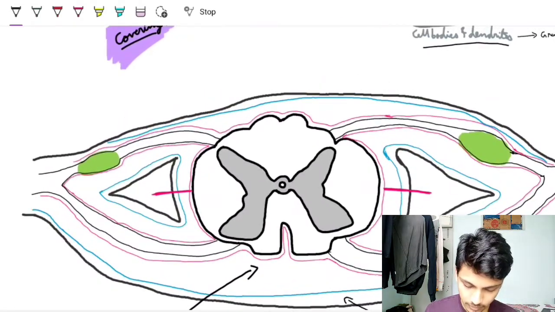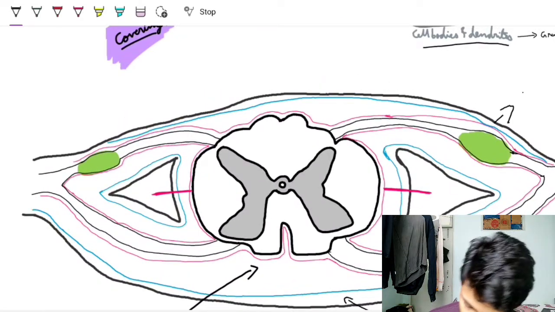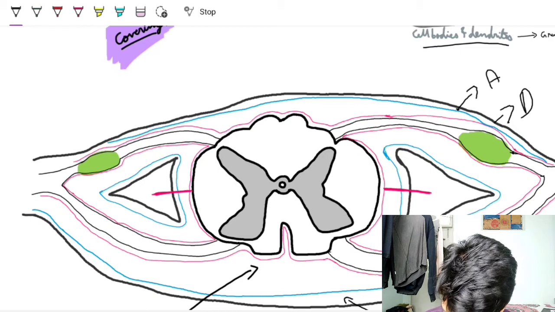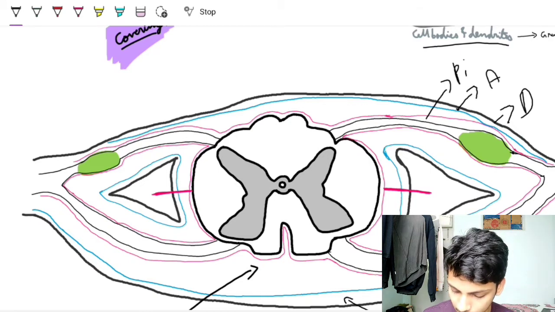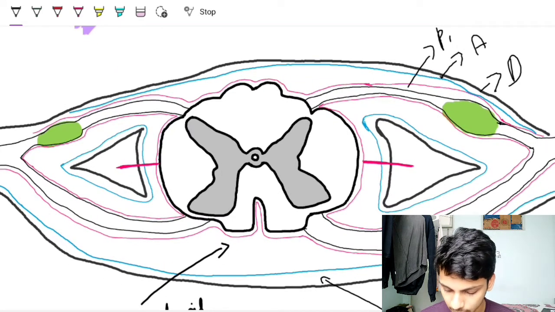See, this is the dura mater. This is the arachnoid mater, and this is the pia mater. The pink line is the pia mater.